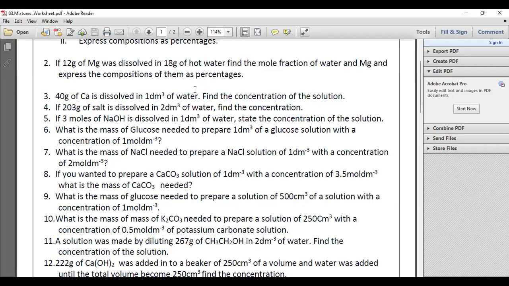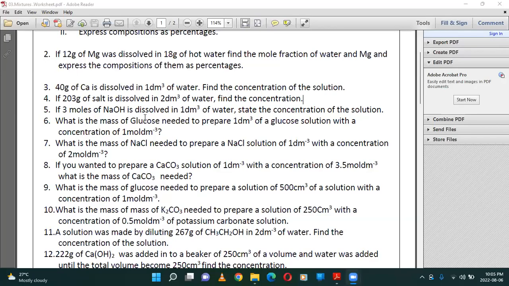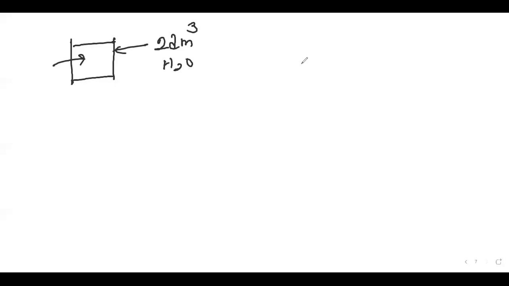If 203 grams of salt is dissolved in 2 decimeter cube of water, find the concentration of the solution, right? 203 grams, right? So what they say here is, they have taken a container, into that they have added 2 decimeter cube of water and added 203 grams of salt. So then NaCl addition is 203 grams.